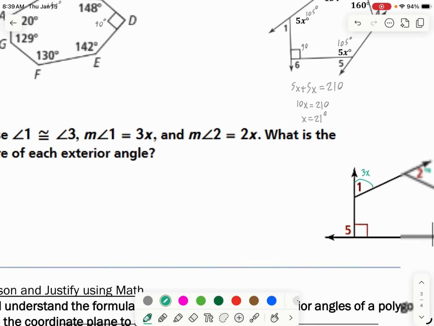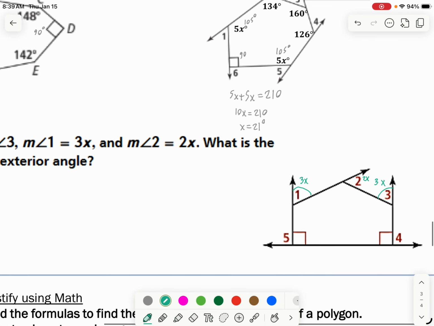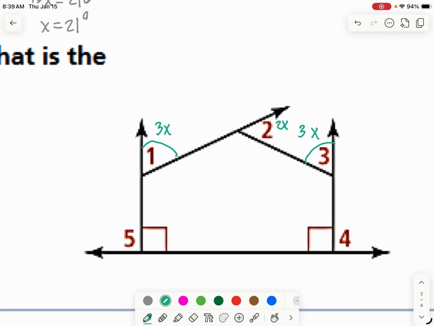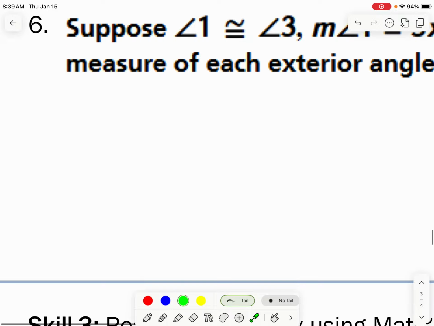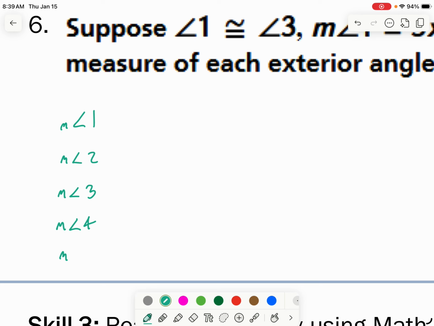It says, what is the measure of each exterior angle? So I want to know the measure of every single exterior angle here. 1, 2, 3, 4, and 5. So in order to answer this, I'm going to go over here and kind of make my answer list. The measure of angle 1, measure of angle 2, measure of angle 3, measure of angle 4, measure of angle 5.